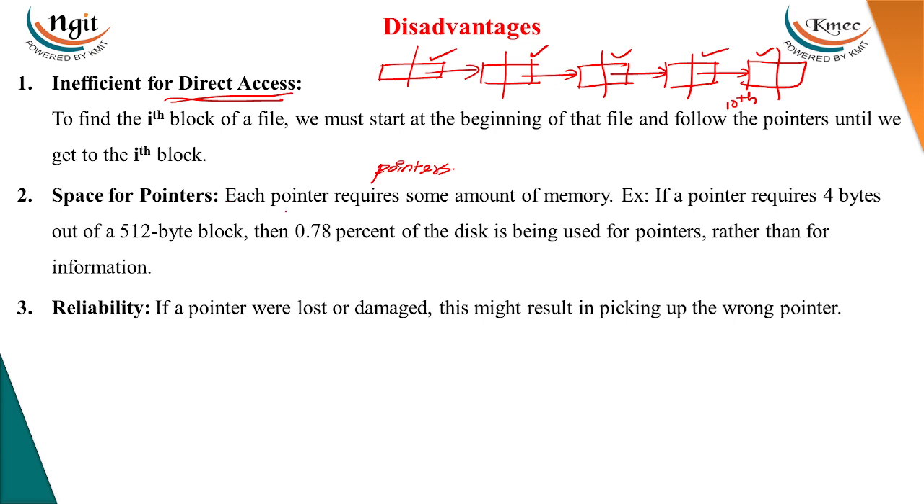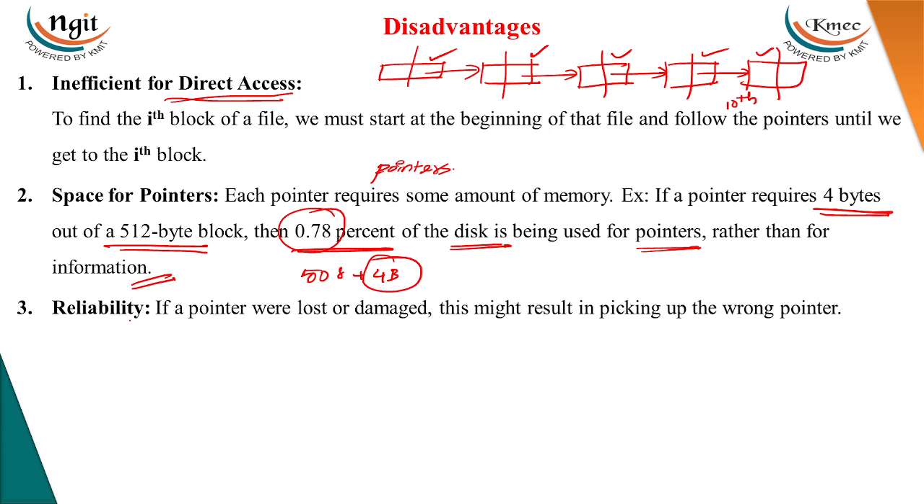As we have seen, a pointer will take 4 bytes of data in a 512-byte block, that means 508 bytes of data and 4 bytes of pointer. If you take this, then about 0.78% of the disk space is being used for pointers rather than information.